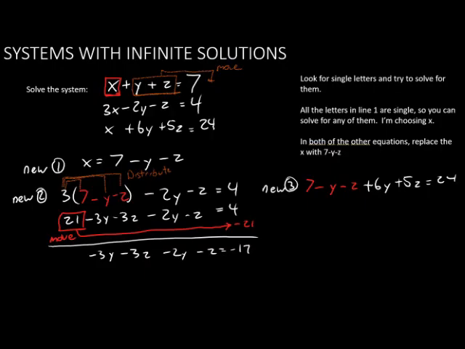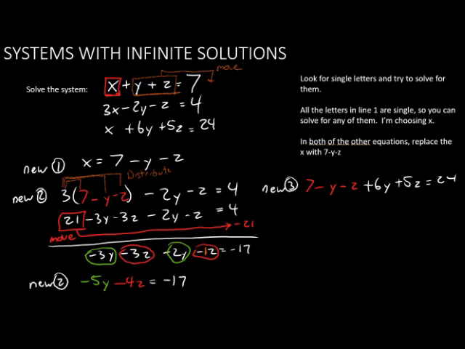Now let's combine any of the variable terms. We have negative 3y and negative 2y. Those will combine and make negative 5y. We also have negative 3z and negative 1z. Recall that if you have negative of a letter, we'll write the invisible 1 in there. And so negative 3 minus 1 gives negative 4z. And we'll say this equals negative 17, and this will be our new line 2.